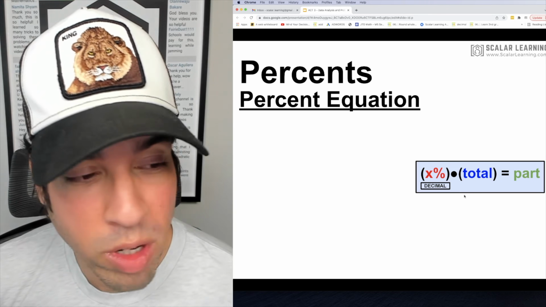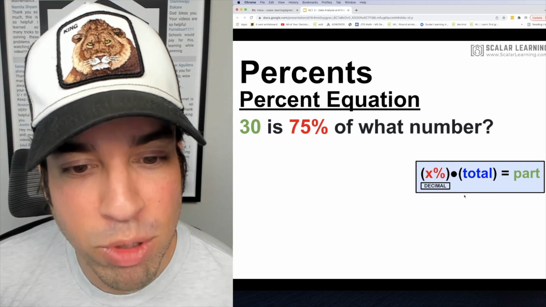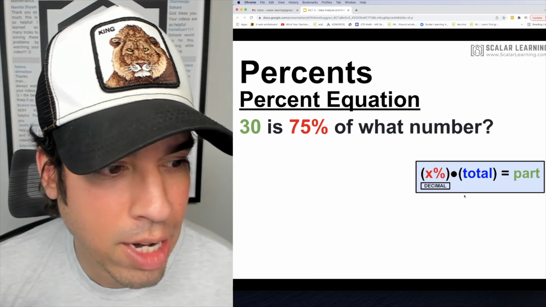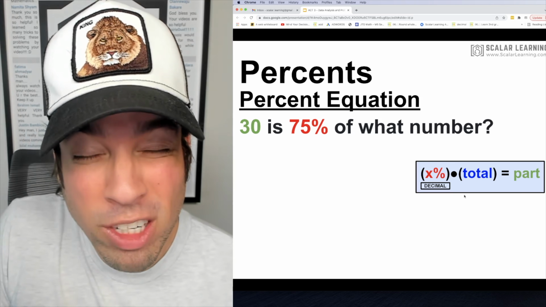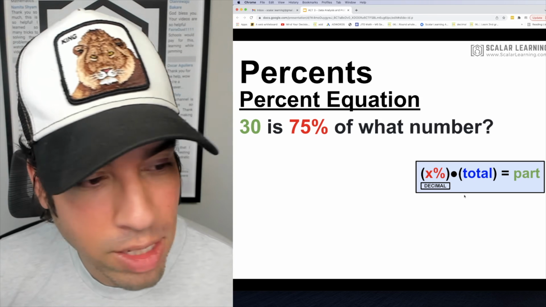Now we're going to go through one more example. 30 is 75% of what number? So check it out. We now have the part, we have the percent. We're actually trying to find the total now. So we're going to set it up the same way.